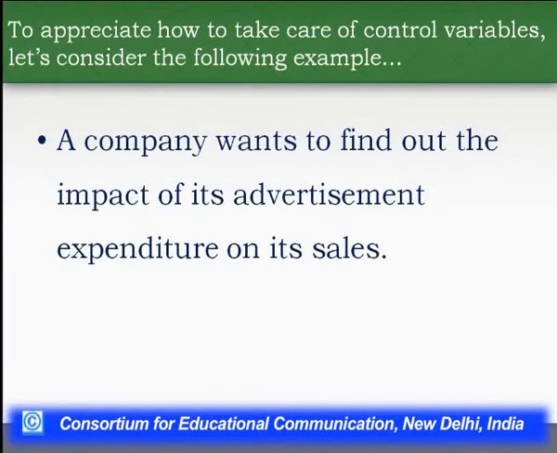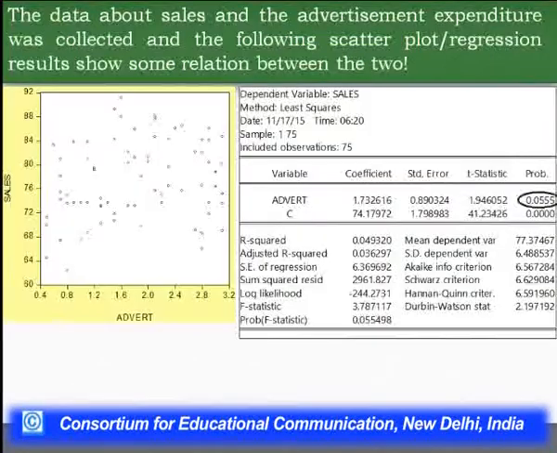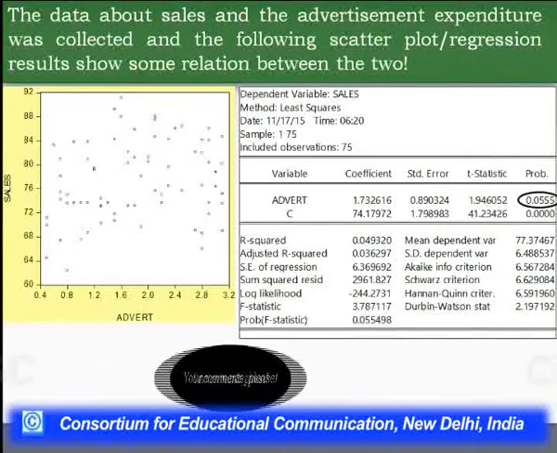To appreciate how to take care of the control variables, let us consider the following example. A company wants to find out the impact of its advertisement expenditure on its sales. That is, if the company has a basic understanding that it is spending so much on the advertisement, does it impact the sales or not? So this is the question which the companies have to find out. Let us have a look at this.